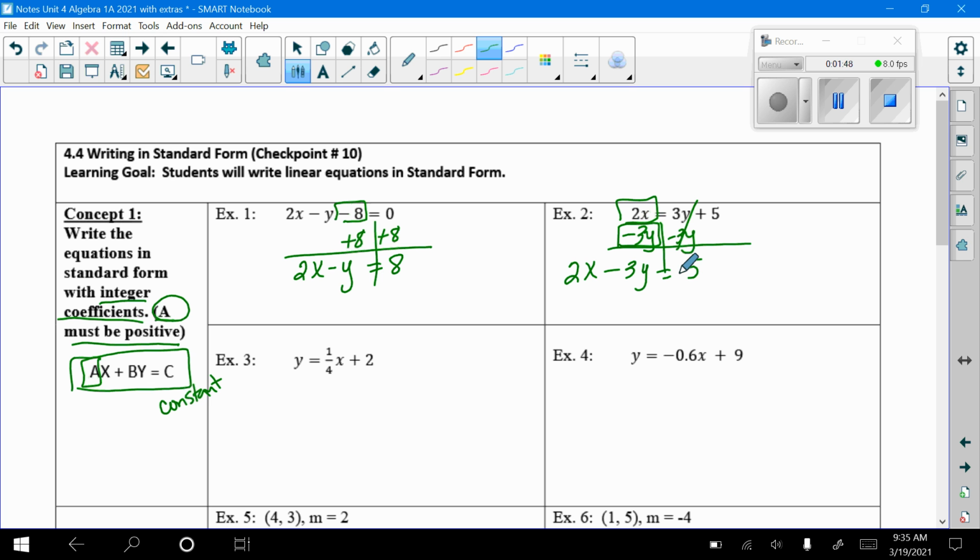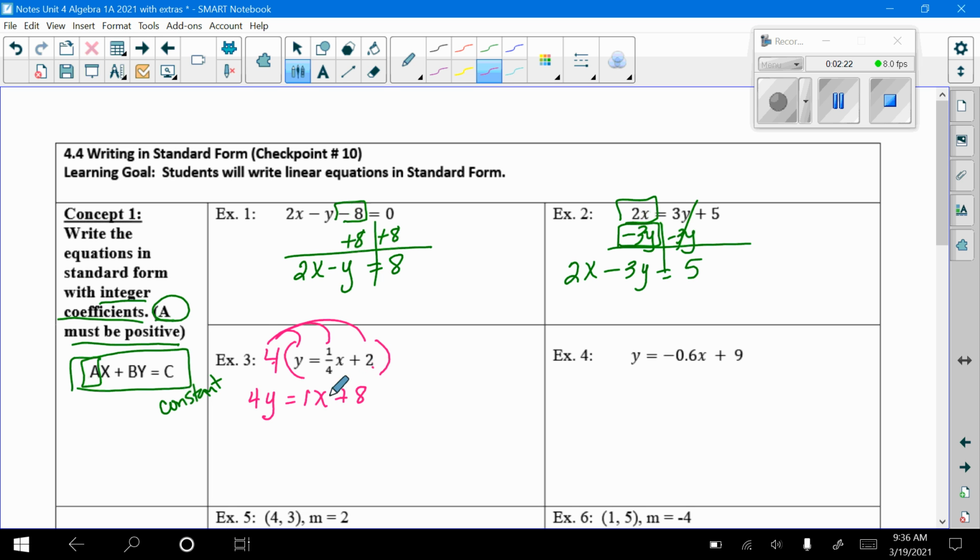Now, number three is a little special because I have a fraction. So we can either get rid of the fraction first or we can get rid of the fraction later. Totally up to you. I prefer to get rid of it right from the very beginning. So I would multiply this whole thing by the denominator, which is 4, and distribute it to every piece. So I end up with 4y equals 4 times 1 divided by 4, which is 4 divided by 4, which is 1x. And then 4 times 2 is 8.